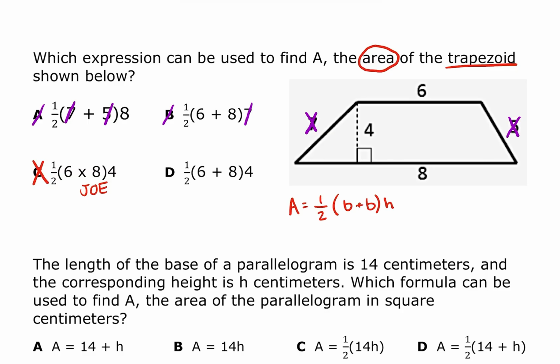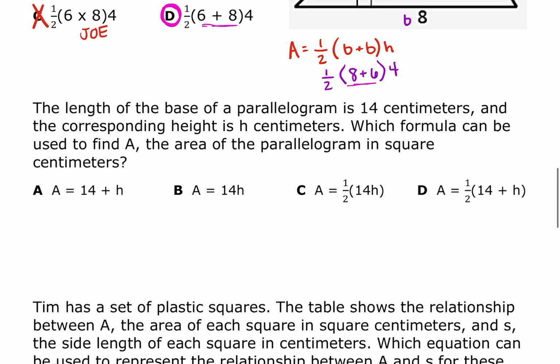So let's double check. So base, height. So if I rewrote this 1/2, what was one of my bases? 8 plus 6. And the 4 would have to be outside because it's an H. And okay, so mine has 8 plus 6. Theirs says 6 plus 8. Is that okay? Can we switch adding? Yes, we can. So D would be my answer.